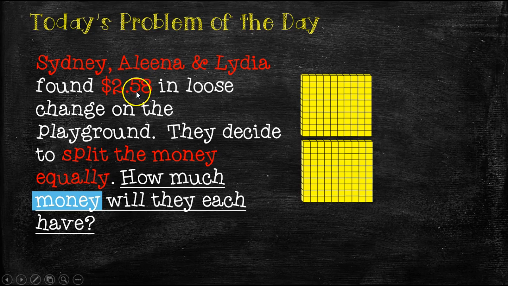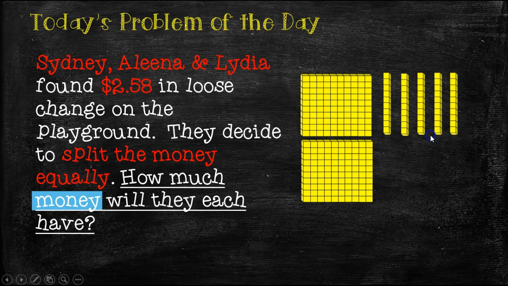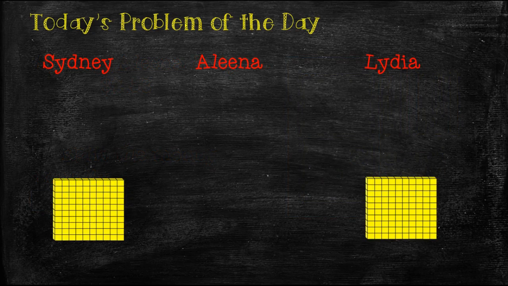Then to represent the tenths column, we're going to add 1, 2, 3, 4, 5 tens. And then to represent the 8, we're going to add 1, 2, 3, 4, 5, 6, 7, 8. So why are we doing it this way? Well, it's to show you exactly what the standard algorithm looks like and why it works. So we're going to start off with these 2 hundreds blocks, and we are going to try to divide those equally among Sydney, Alina, and Lydia.